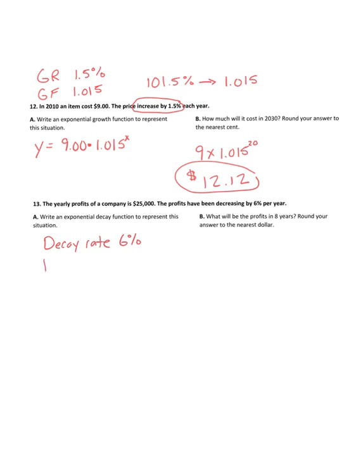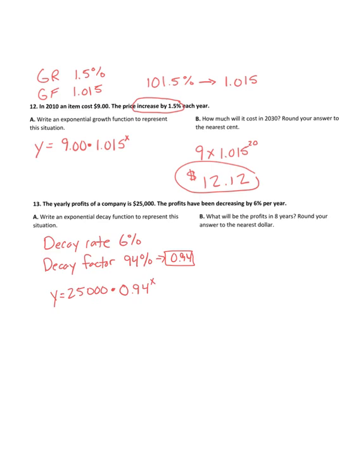So my decay factor is going to be the other 94%, which would turn into 0.94. So again, I'm losing 6%, I'm keeping 94%, so my decay factor is going to be 0.94. Then I can write my equation. So I'm going to start at 25,000, multiply it by my decay factor, because I'm going to keep 94% of my profits every year, to the x power. There's my equation.